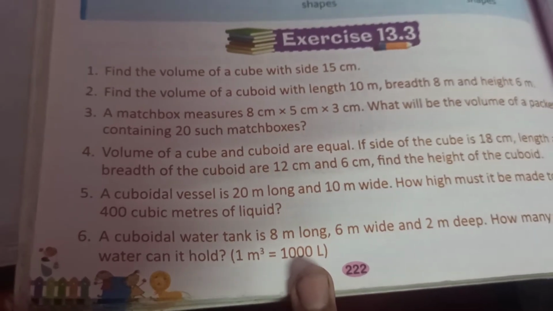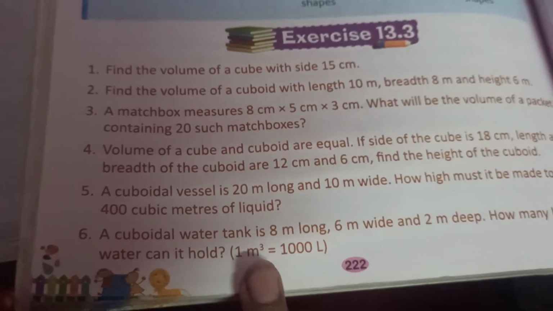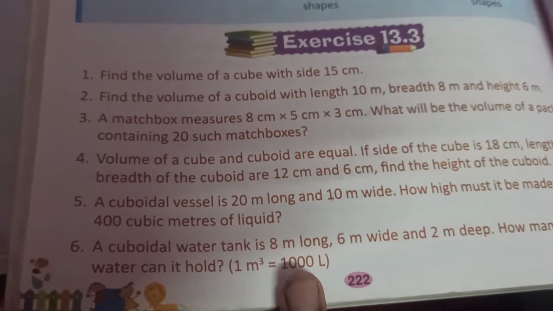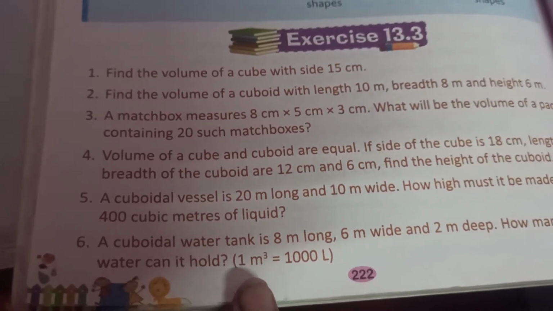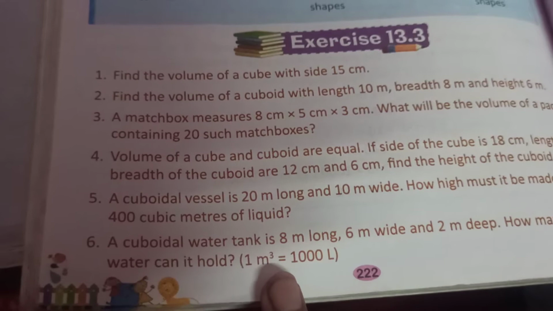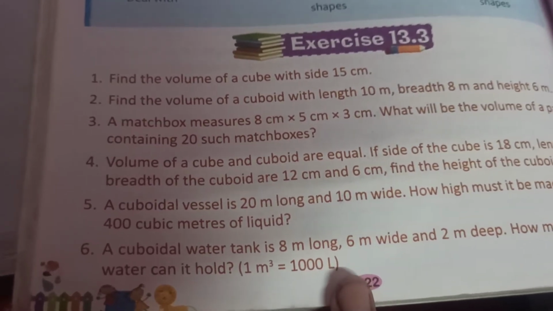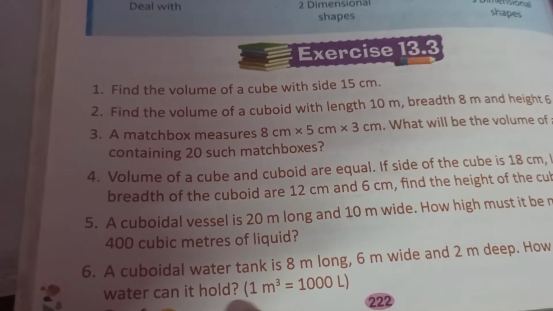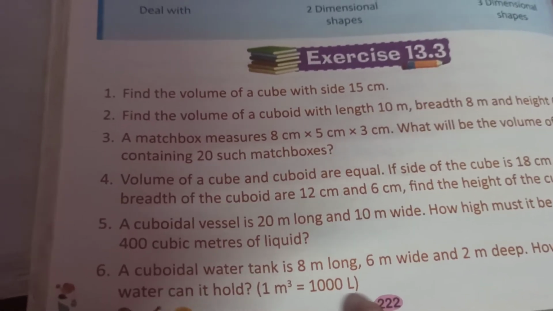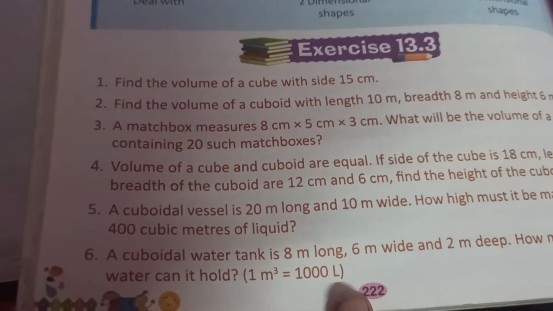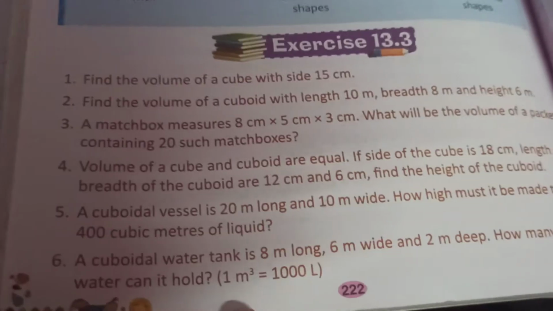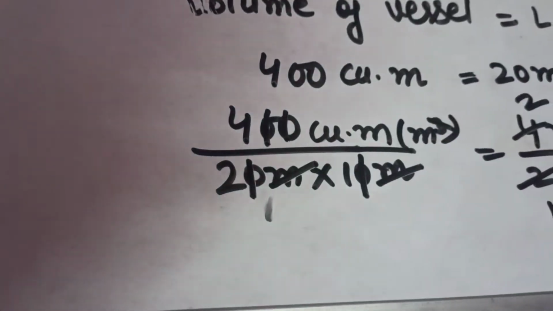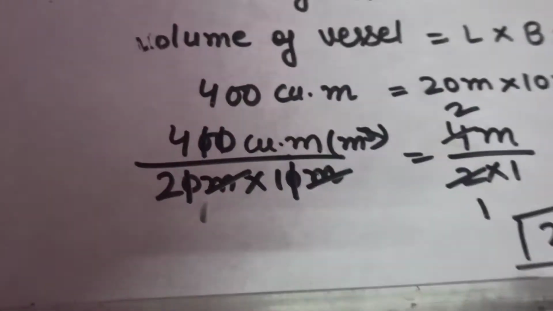Right? And for liter, see, look students, one bracket is given here. In this bracket what is written? That 1 meter cube equals to 1000 liter. Right? So whatever volume comes, that volume we have to multiply with 1000 to find how many liters water can it hold. So let's see how you will do the question.